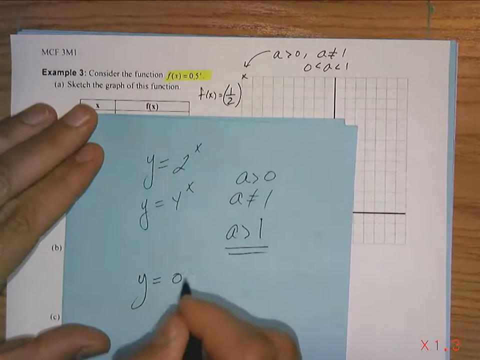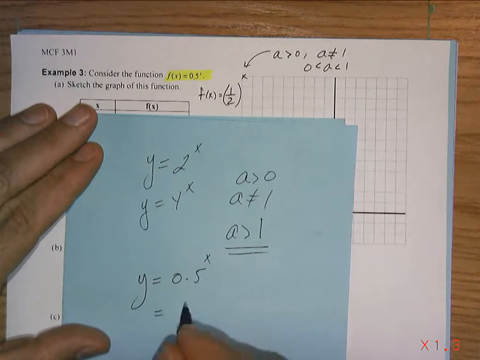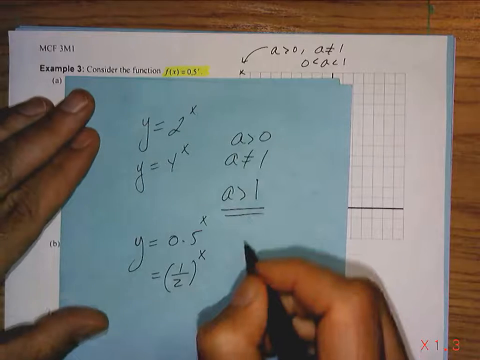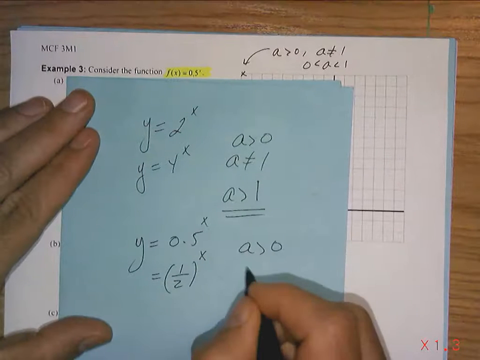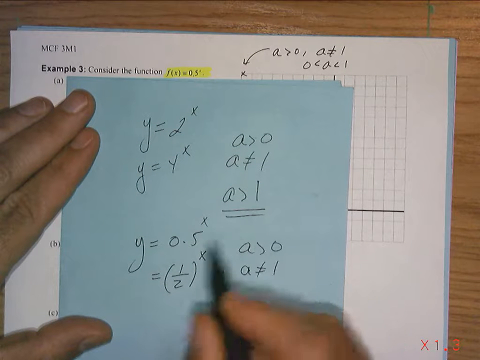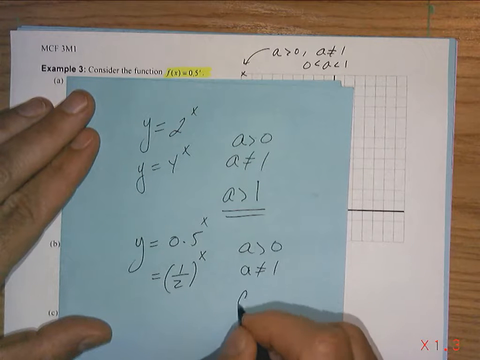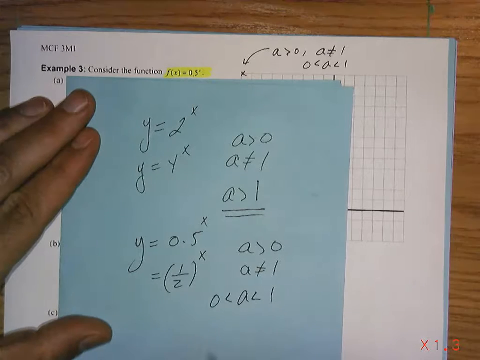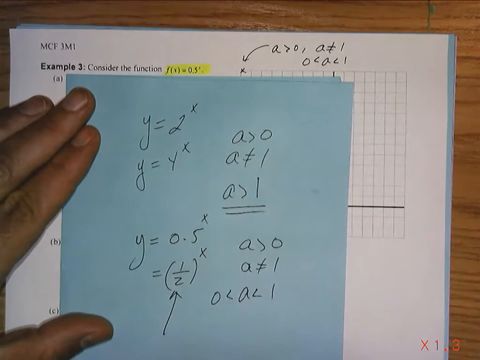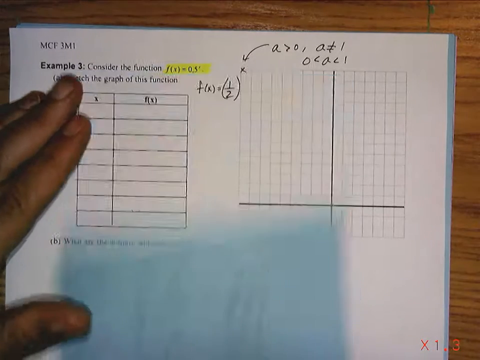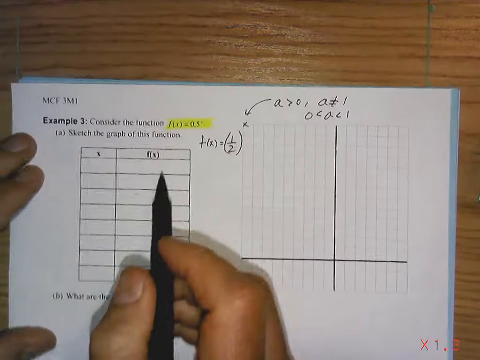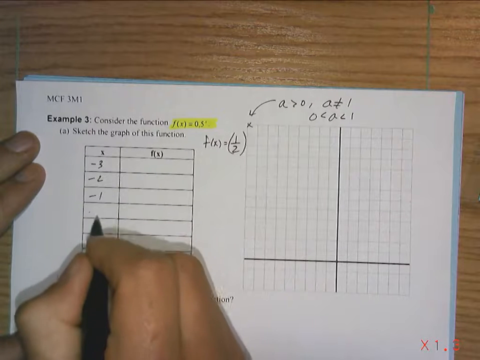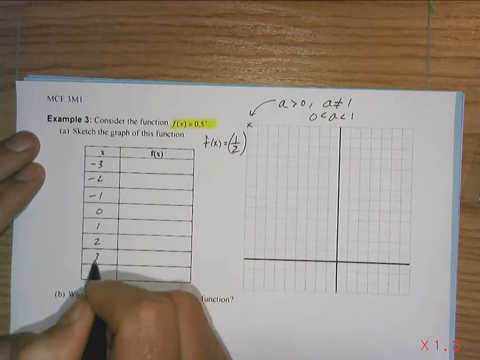What we have now, and this is the same, just written differently, a is still greater than 0. A does not equal 1, so it's still an exponential function, but a is less than 1 but greater than 0. So we're getting a decimal in here. Okay, so that's what we're dealing with. So let's choose some values of x. How about -3, -2, -1, 0, 1, 2, 3, and 4.